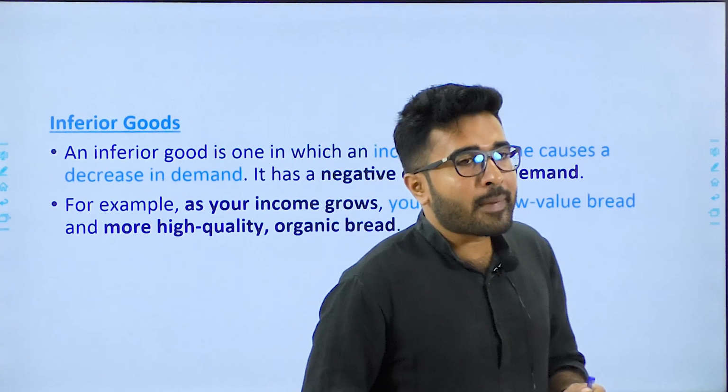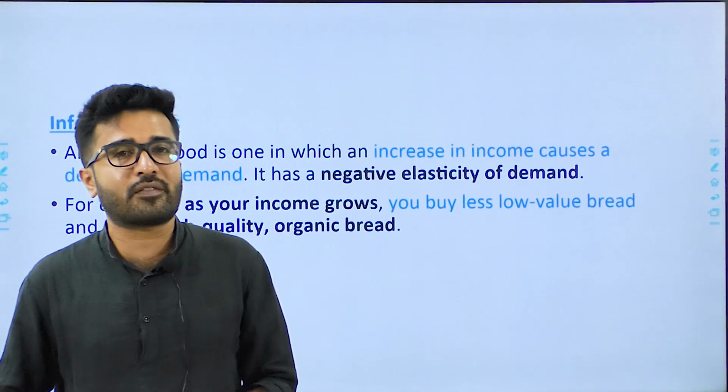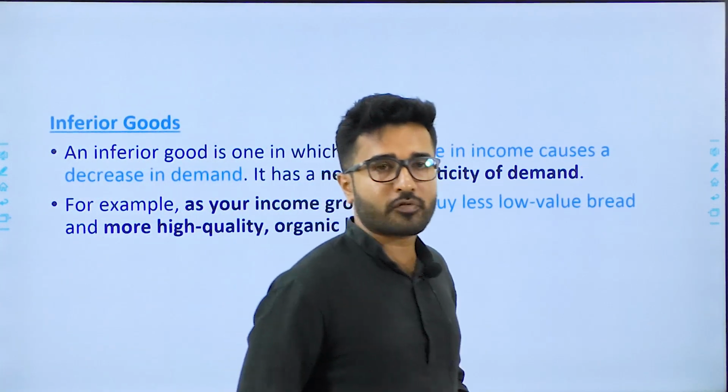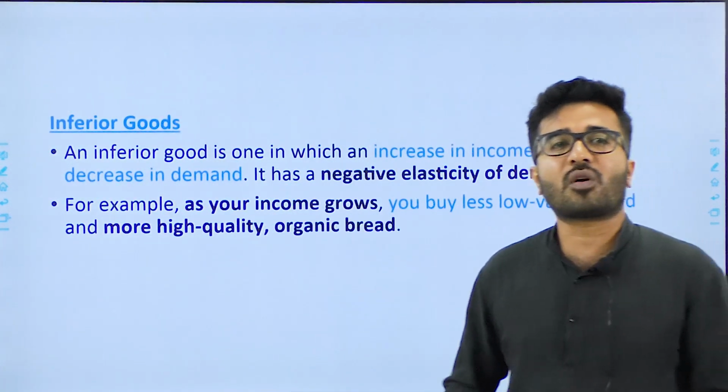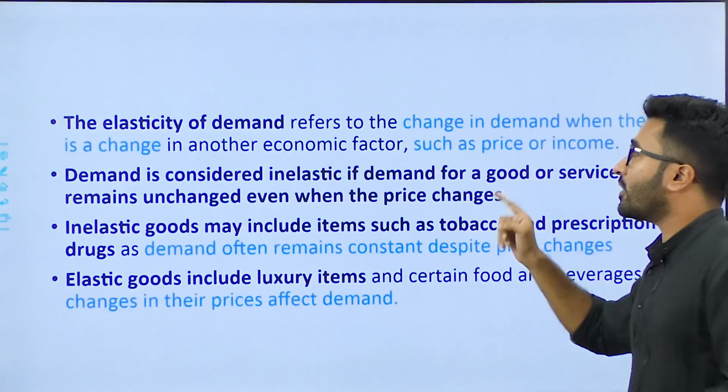So when the demand for a particular good increases or decreases according to changes in some economic variables, like the price of that product, the income of that person, etc., that process, the technical term, is known as elasticity of demand. So that's about inferior good.